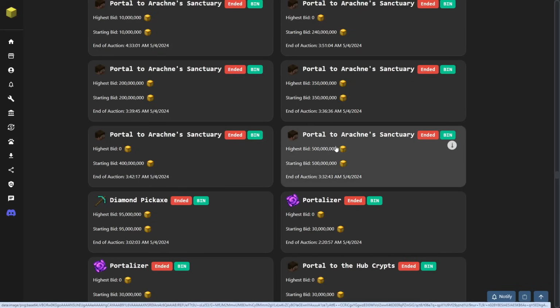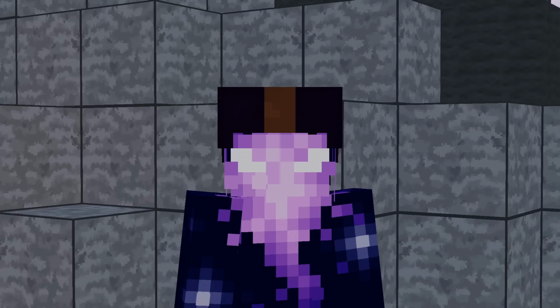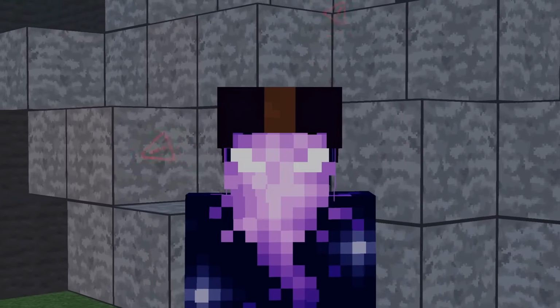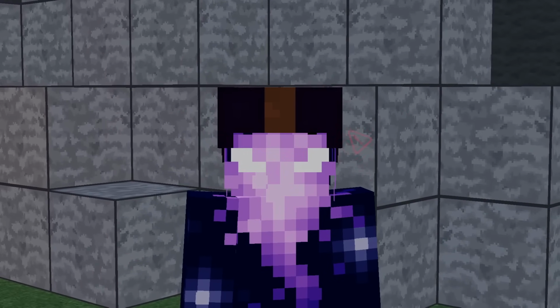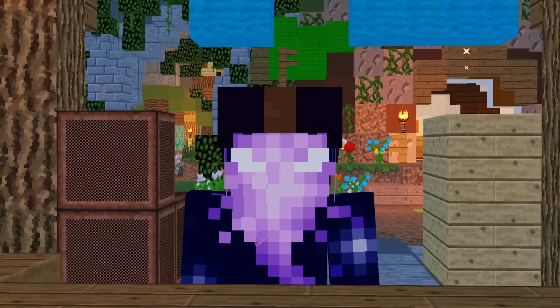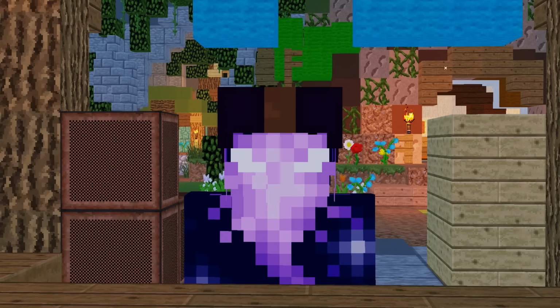It is a little bit confusing, it is difficult to spot. However, we can see here that there was a portal to Arachne's Sanctuary sold for 500 mil, another one here for 350, and another one here for 200, and you can only assume that this one and maybe even this one was bought up by macros. They claim to have made around about 5 billion coins just taking money from macros in this way, which is, yeah, pretty interesting.